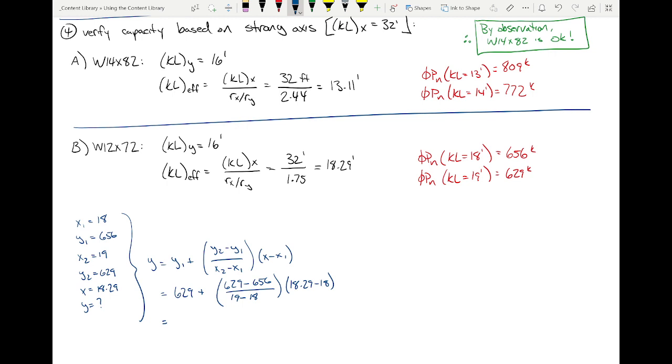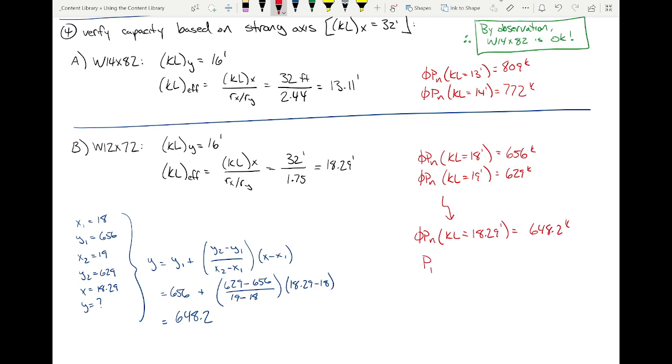Say it again. I think you did it wrong. I did it wrong? Yeah, 656 and 629, they both got to be the same y1. Oh, yeah, whoops. This needs to be 656. Yep, and you get 648.17, so like 648.2? Yeah. All right. So therefore, what we're finding is that phi Pn at KL of 18.29 feet is 648.2 kips.